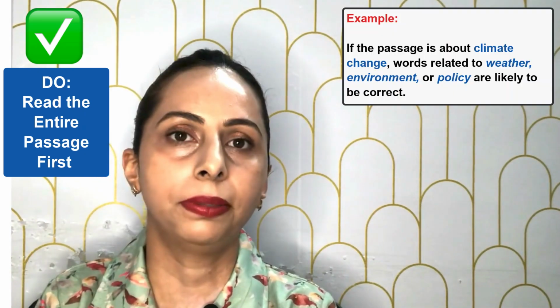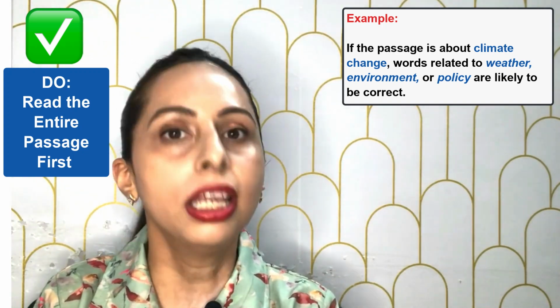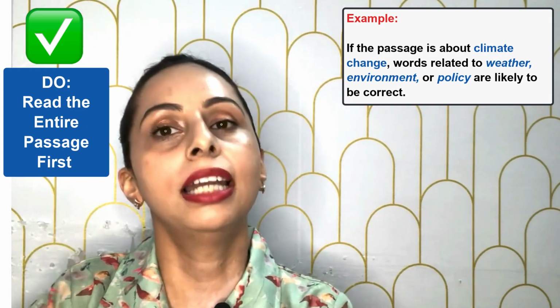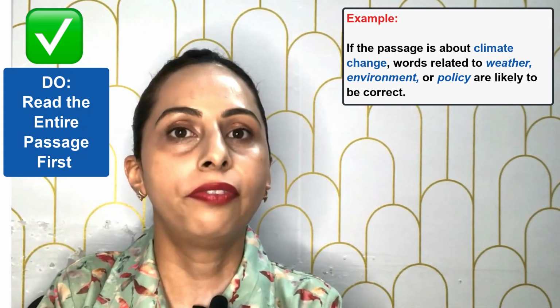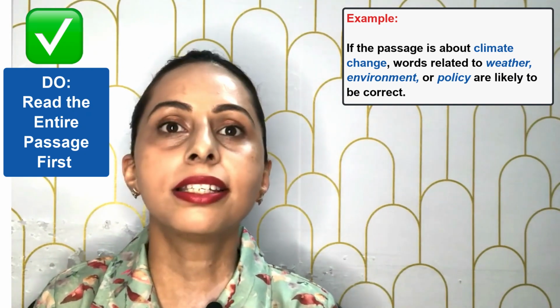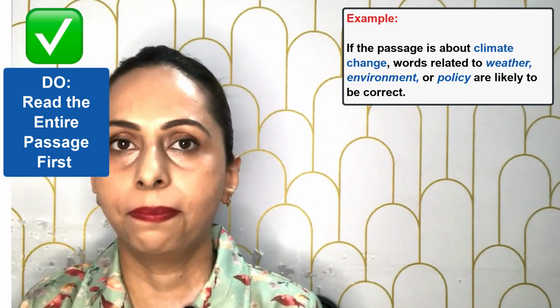Let me give you an example. Let's say if the passage is about climate, right? Words related to weather, environment, or policy are likely to be correct. This first step sets the foundation for logical and accurate answers in the rest of the section. Now, let's look at the tips.